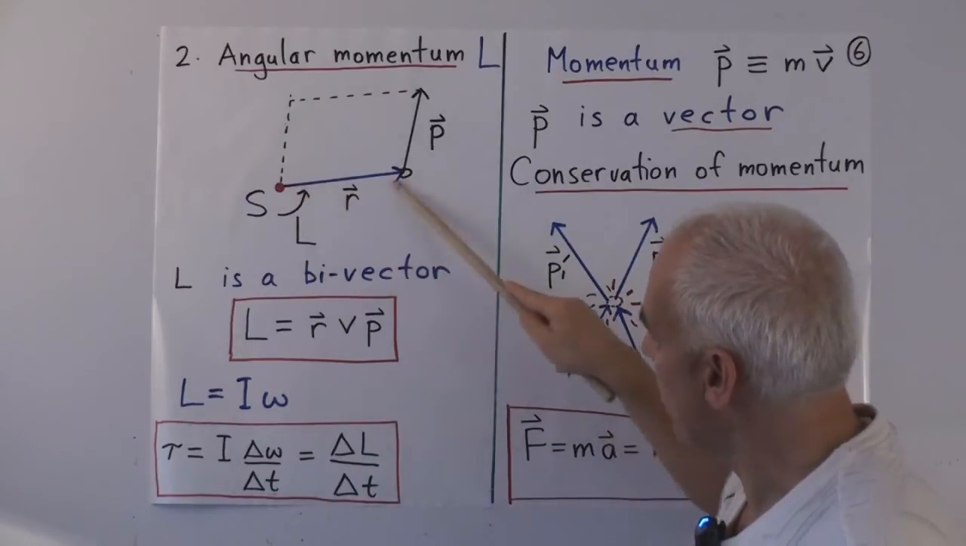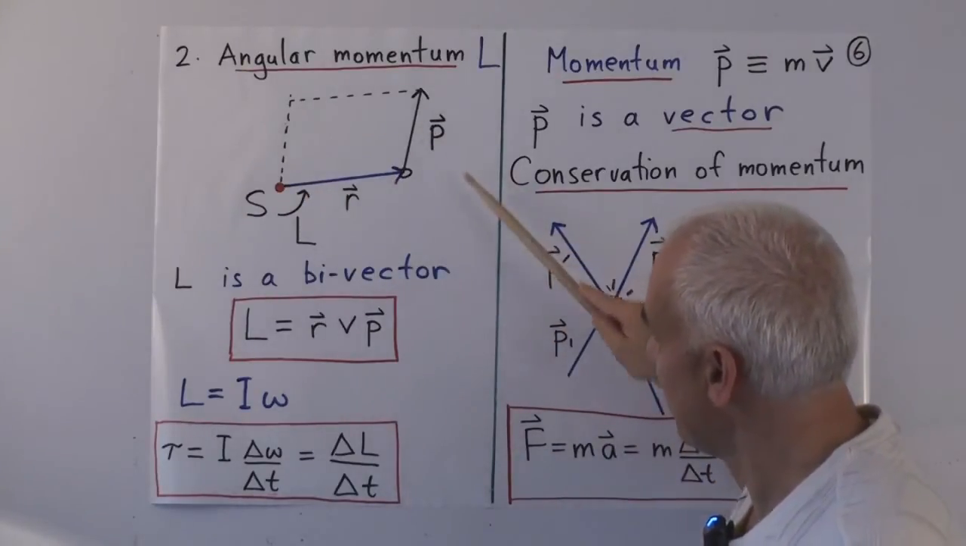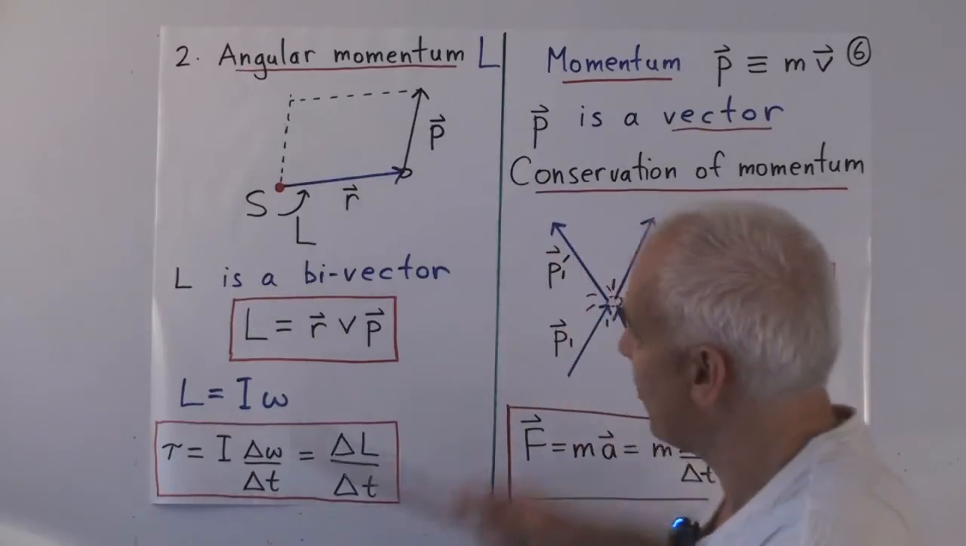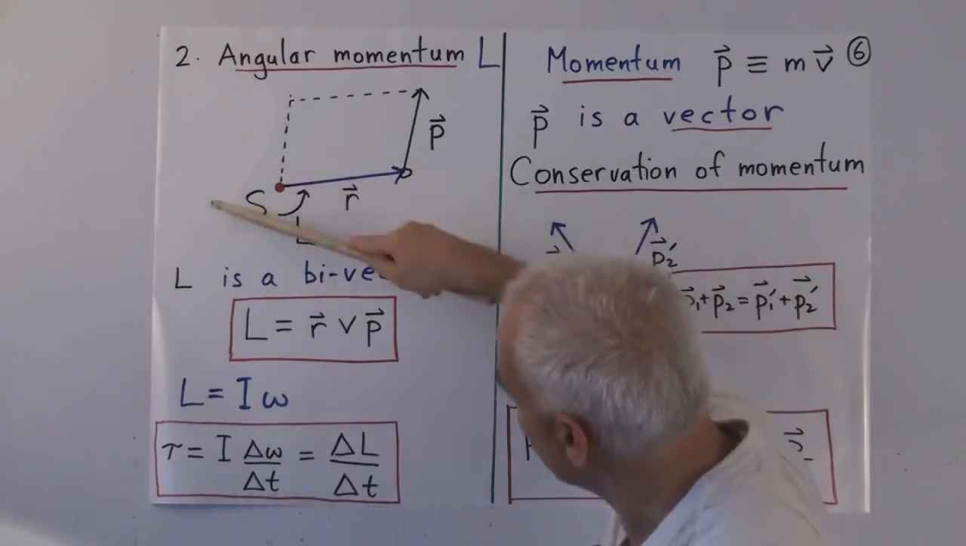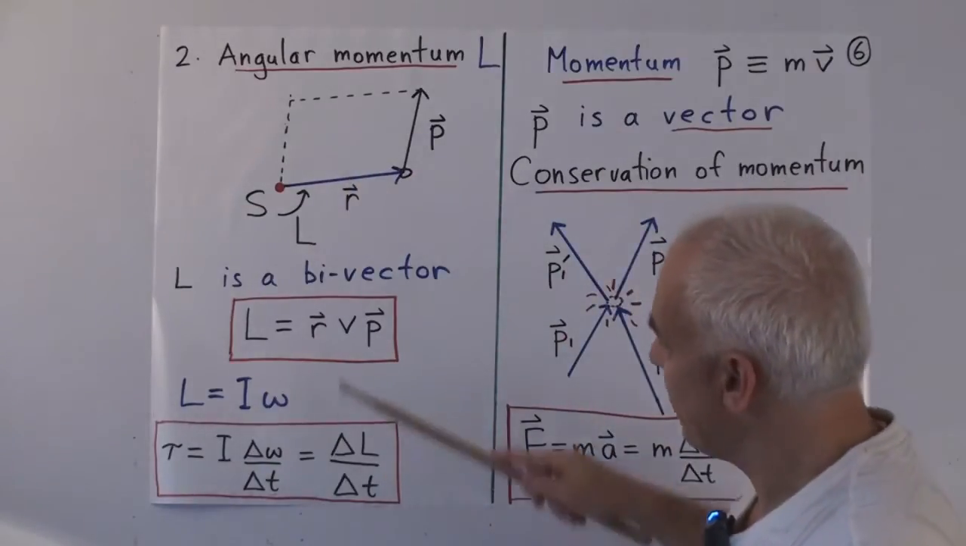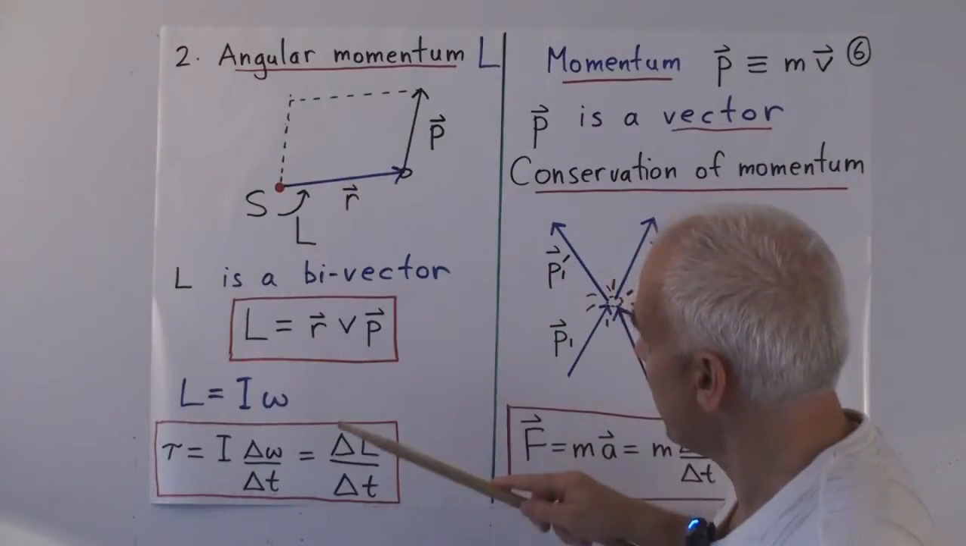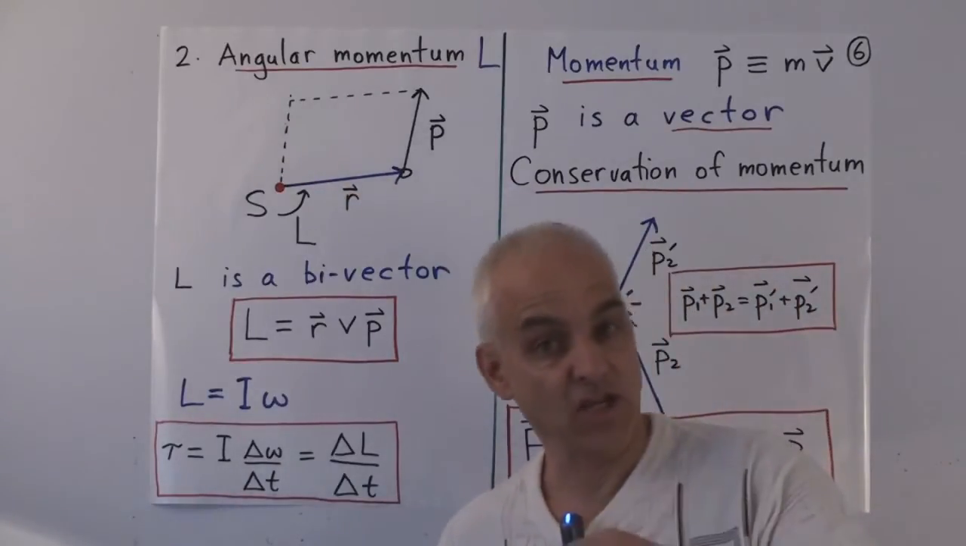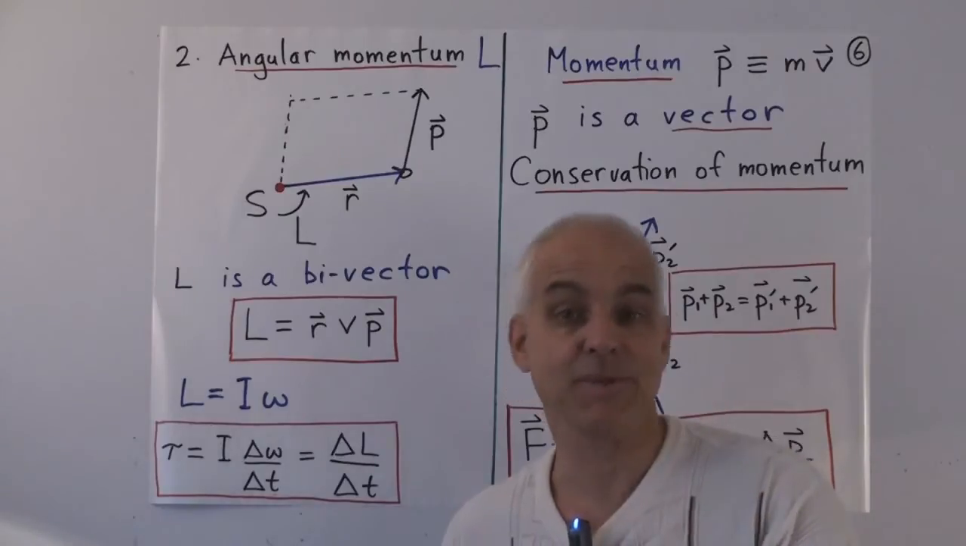So if you double r and halved p, then the angular momentum would be the same. This also has a direction. In this case, it might be like this. And if you interchange r and p, then the orientation is interchanged and the angular momentum is the negative of what it used to be.